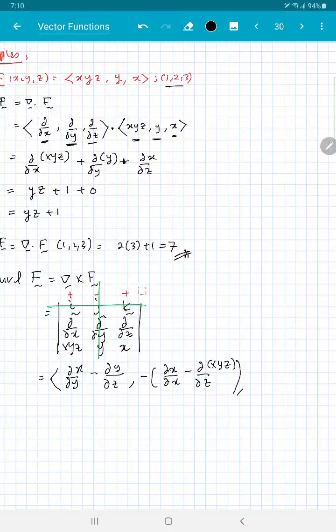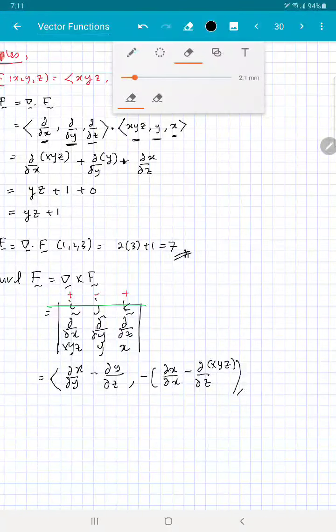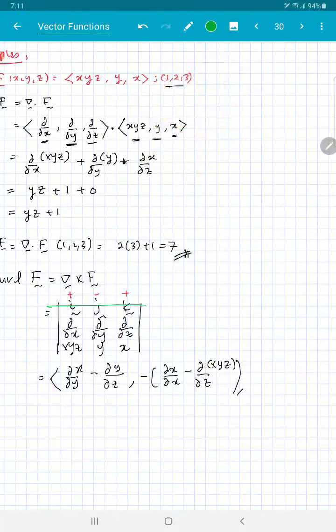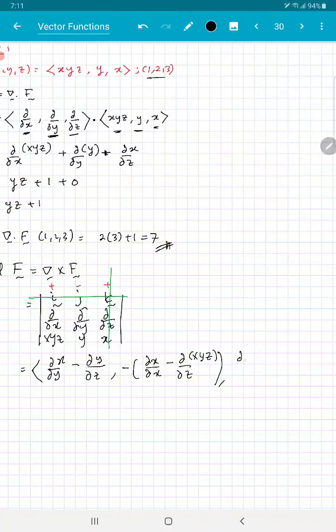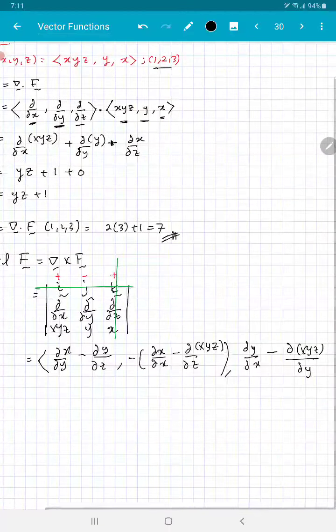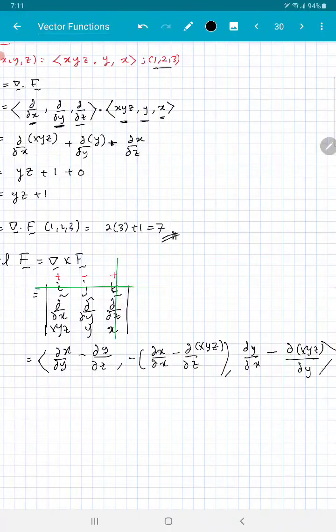For the z component, you cross out the first row, third column. Then you end up with a 2 times 2 matrix. So the determinant of that would be partial y of y minus partial x of xyz... partial y. So that would be the z component.